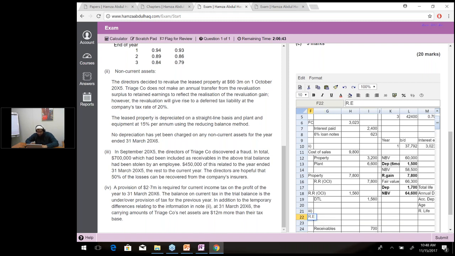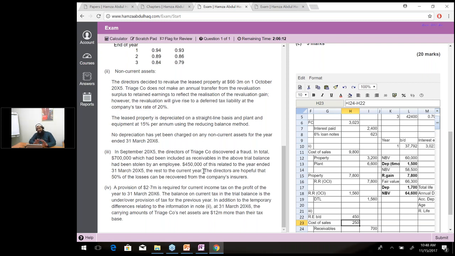The amount stolen in the previous year will be adjusted with the retained earnings brought down. This will not affect the current P&L. So 450 is to be adjusted with the retained earnings brought down, and the remaining amount incurred during the year will be recorded as an expense. All expense items can be recorded in cost of sales. So I'm writing 700 minus 450, and the answer is 250.